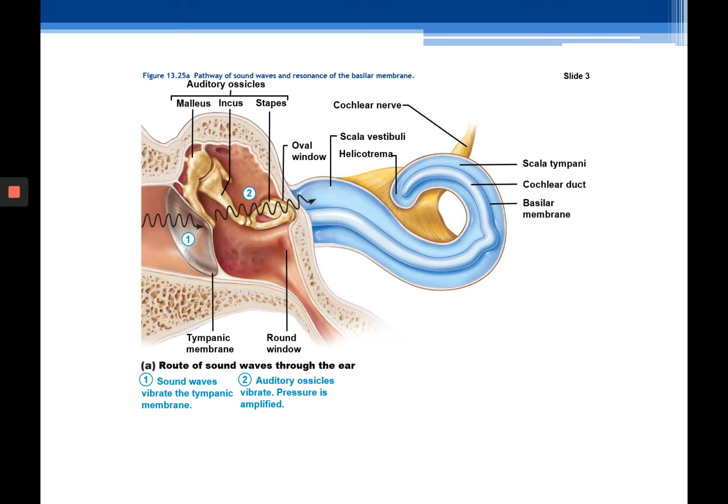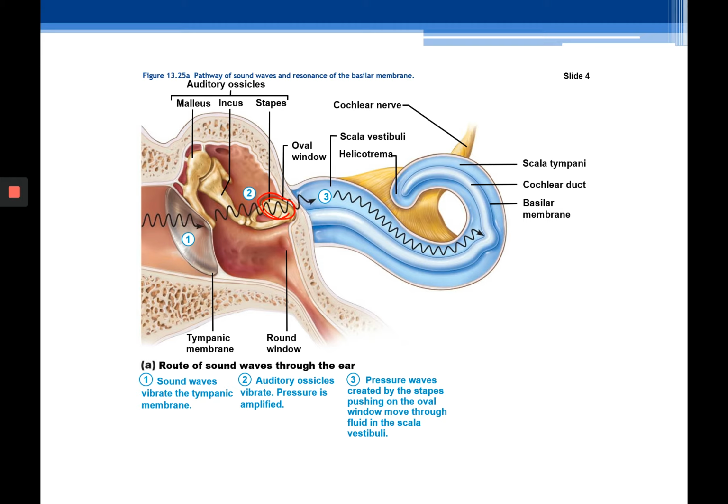What we're seeing here in blue is the unwound cochlea. And I would think of the cochlea in this way. It's easier to think of it in this way than it is to think of it in its wound shape. It's a little disorienting that way. Pressure waves will enter the scala vestibuli via the oval window.